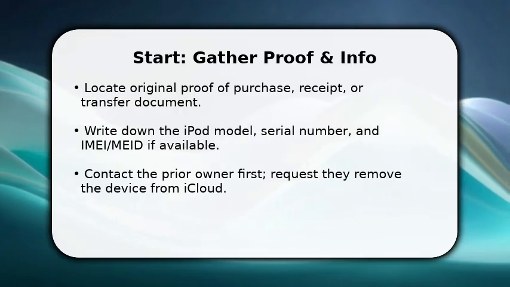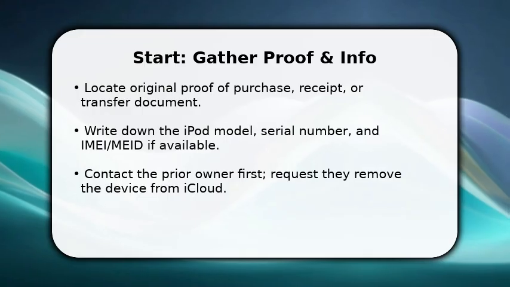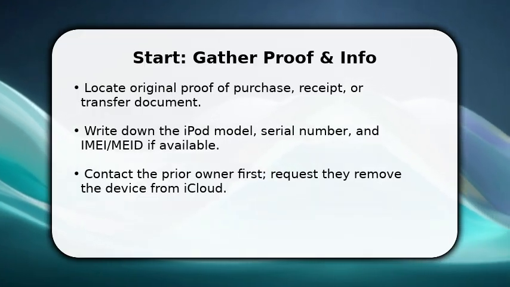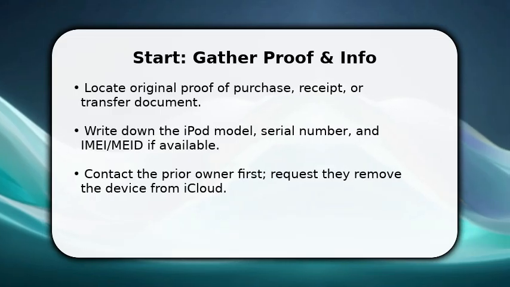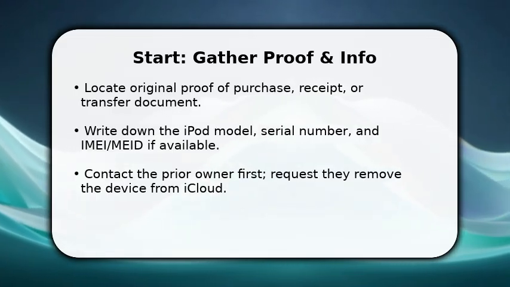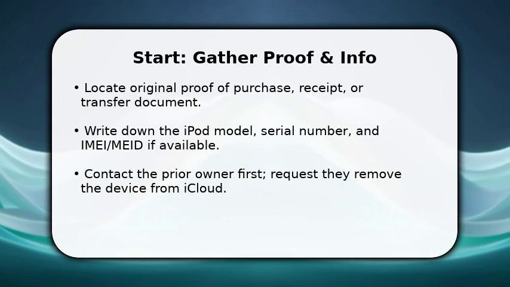If you have a transfer receipt instead of the original sale receipt, make sure it shows seller name, buyer name, date, and device details. These items start the legitimate removal process and save you time at support.